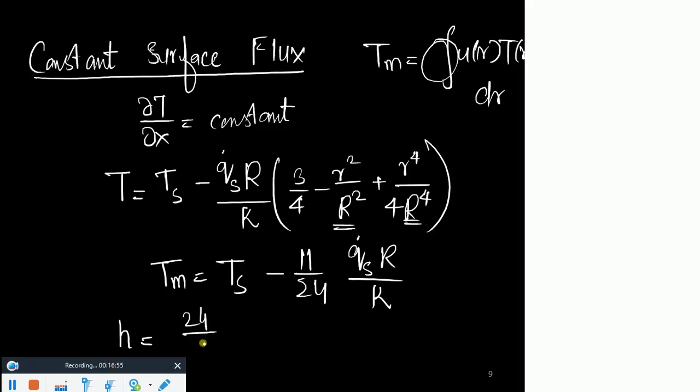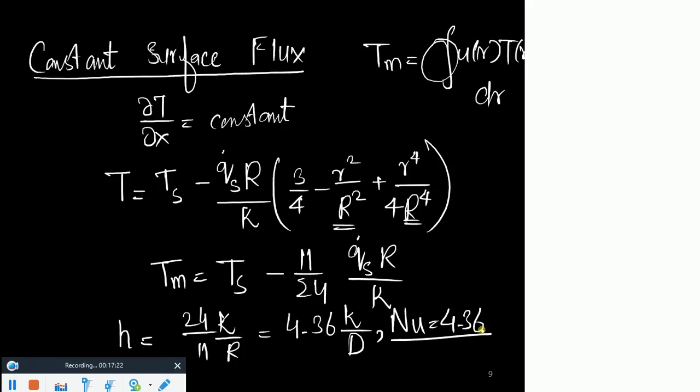The convection coefficient would be equal to 24 by 11 k by R, and that comes out to be equal to 4.36 k by D. And if you find out the Nusselt number, that Nusselt number comes out to be 4.36. So you can say in a laminar flow, Nusselt number remains constant. That's what we talked about for a thermally fully developed region. You remember that we talked about how h remains constant. So analytically you have found almost the same thing.